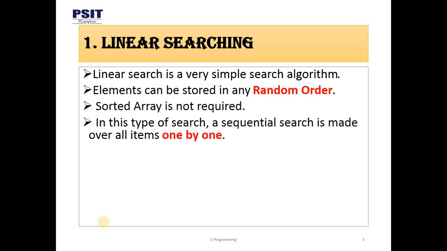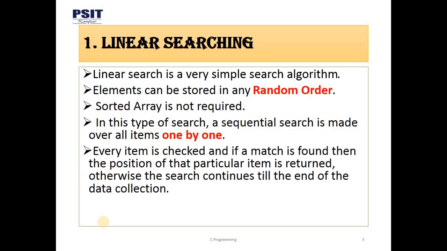In this type of search, a sequential search is made over all the items one by one, starting from the first position of the array till the end, or until we find that element. Every time an item is checked, and if it matches the element stored at the given position, then we return the index where we found it. Otherwise the search continues till the end of the data list, or you can say array.